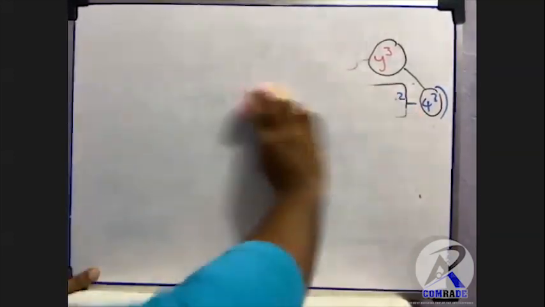Okay, these are very easy things if you understand them properly. A tangent is drawn to a circle at P, shown in the figure. Using the given information, find the value of x. What do you know? Do you know what a tangent is?